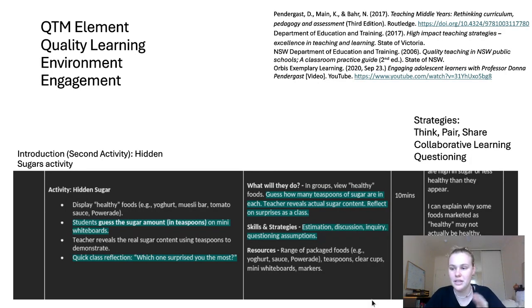So why have we chosen engagement for this lesson? The Quality Teaching New South Wales Guide defines engagement as an element of quality learning environment, identified by on-task behaviours that signal serious investment in classwork. They also describe that engagement shows behaviours of interest and attentiveness, individual focus on work and taking work seriously.